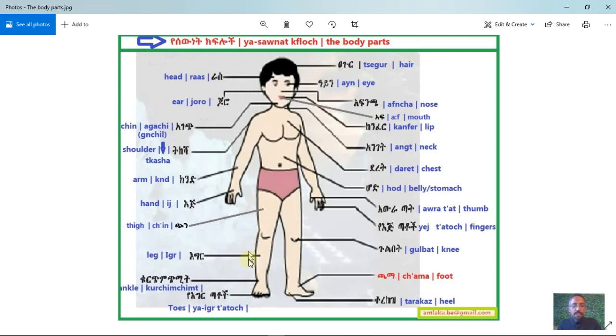This is what the arrow shows here, called kilten, which is shin in English, S-H-I-N. Kurchimchimit is ankle, A-N-K-L-E. In Amharic, kurchimchimit sounds like a funny word because it repeats a couple of the sounds like chi and me. As I said, you can sound out the letters.